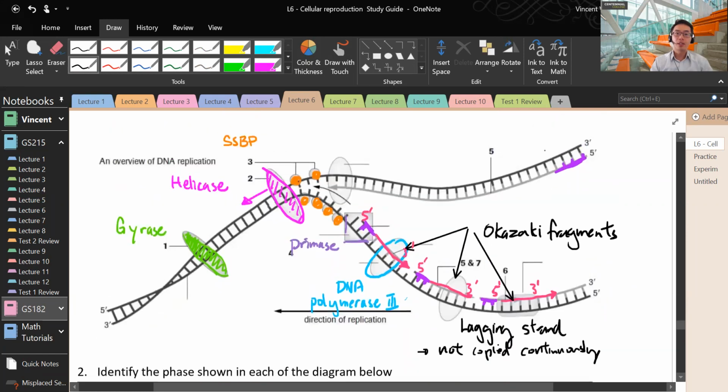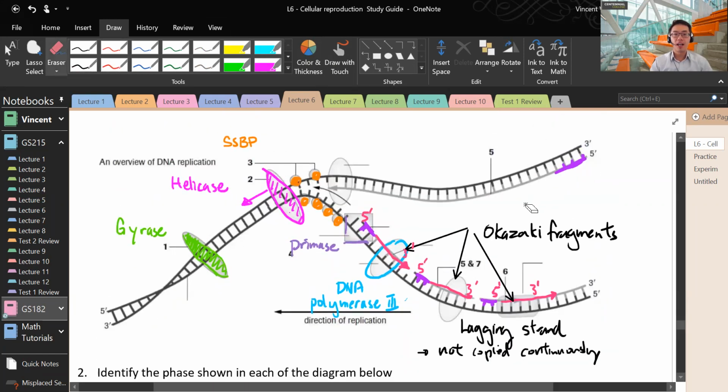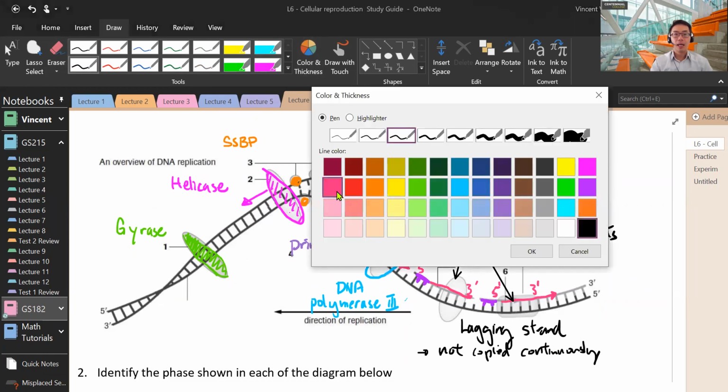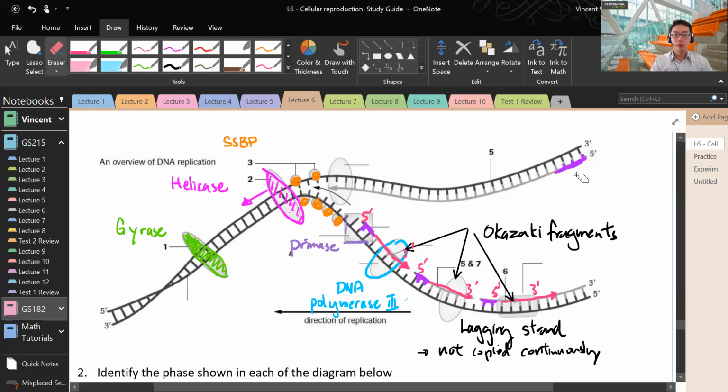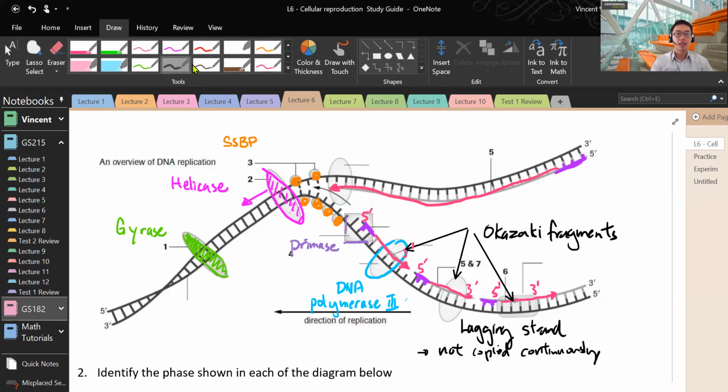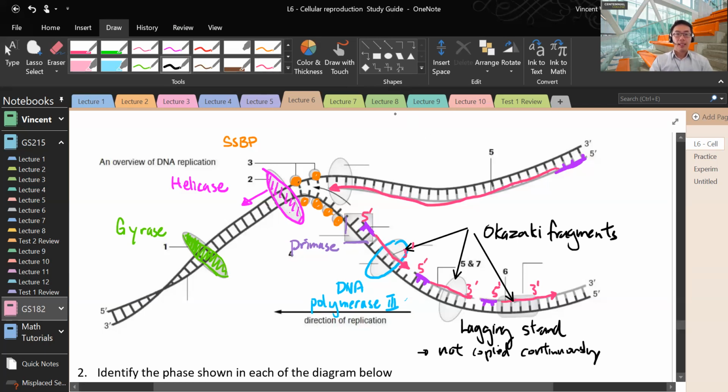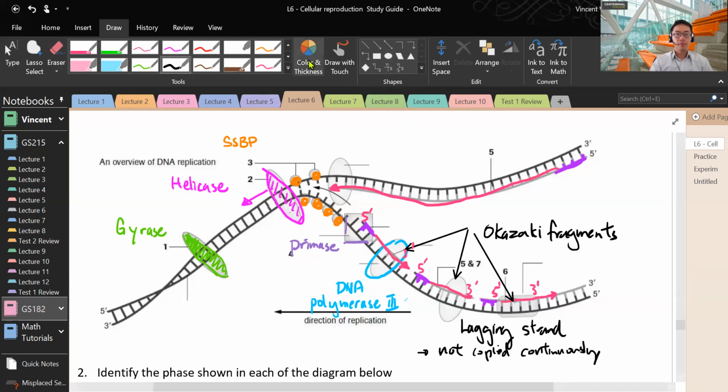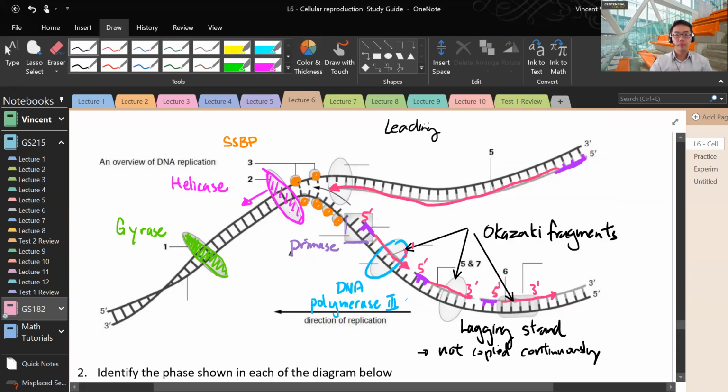Whereas on the other strand, it's going from 5 prime all the way to 3 prime, and it's no problem. You just need to put down one primer, and it's just going to keep on going and going and going forever. So this is called the leading strand, and this is being copied continuously.